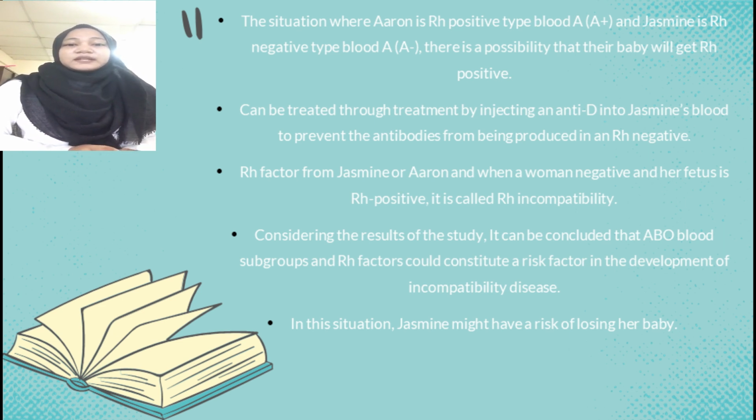Rhesus factor from Jasmine or Aaron: when a woman is rhesus negative and her fetus is rhesus positive, it is called rhesus incompatibility. A rhesus positive fetus will cause the woman to produce more antibodies. Rhesus positive can be determined if the blood cell contains this protein. Considering the result of the study, it can be concluded that ABO blood subgroup and rhesus positive could constitute a risk factor in the development of incompatibility disease.